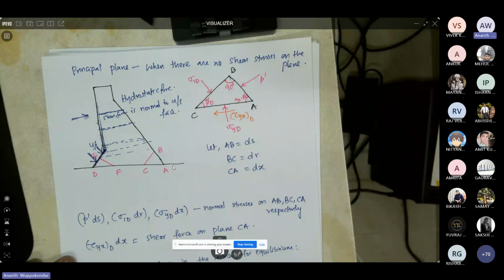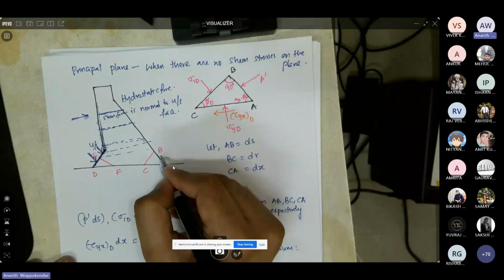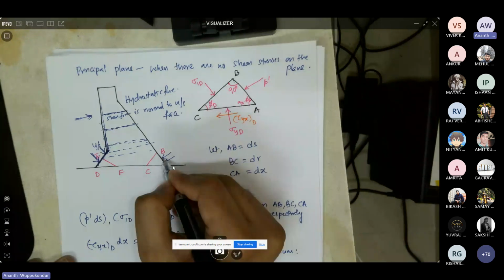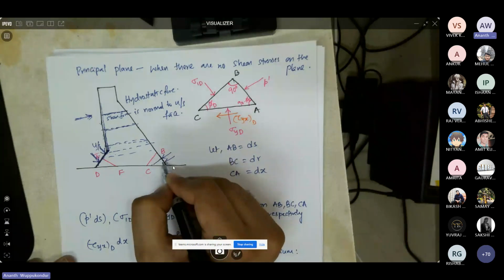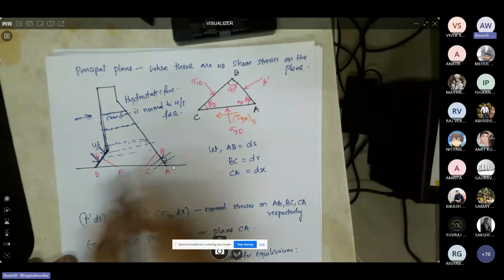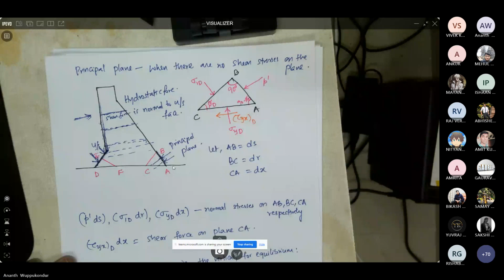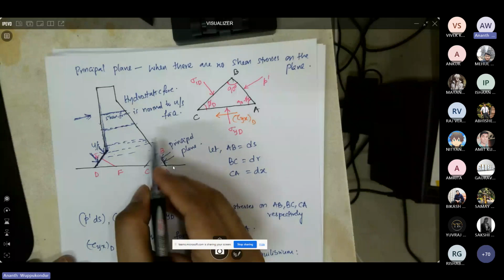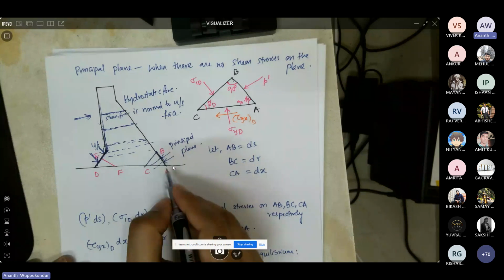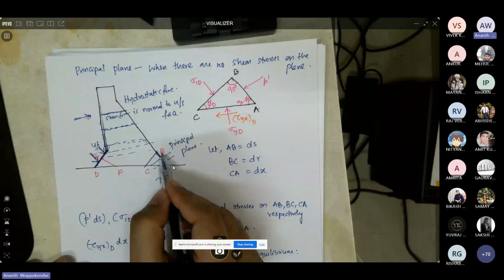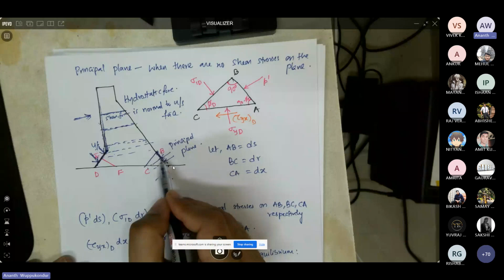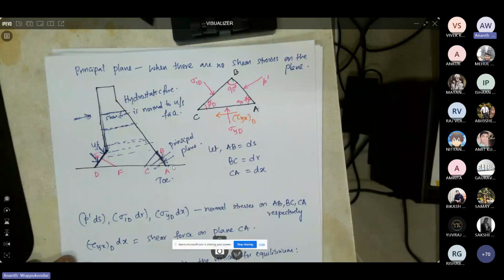Similarly, on the downstream, this is the hydrostatic force. Then there is no shear force along the hydrostatic force. So that is why even this downstream face can be considered a principal plane. Now I'm going to take a triangular element on the downstream face or at the toe. This triangular element is ABC, and I'm calling this AB my principal plane because there is no shear stress in the direction of the hydrostatic pressure.